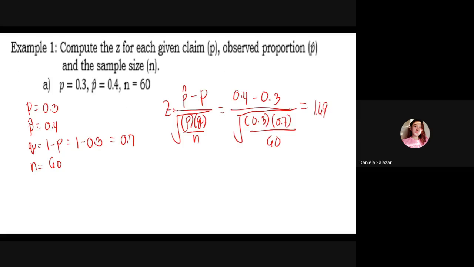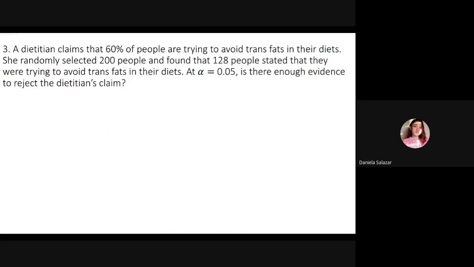Sige, let's continue. Number 3. A dietitian claims that 60% of people are trying to avoid trans fats in their diets. She randomly selected 200 people and found that 128 people stated that they were trying to avoid trans fats in their diets. At alpha 0.05, is there enough evidence to reject the dietitian's claim?